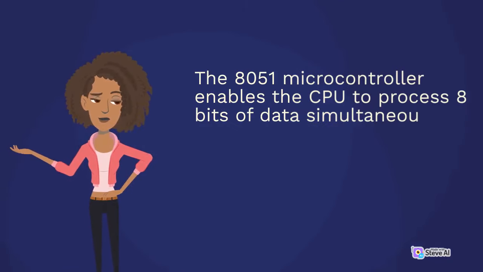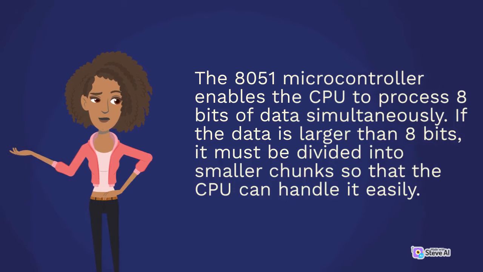The 8051 microcontroller enables the CPU to process 8 bits of data simultaneously. If the data is larger than 8 bits, it must be divided into smaller chunks so that the CPU can handle it easily.